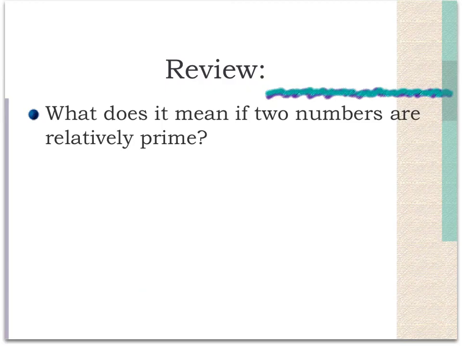Use your notes to come up with the answer for this particular question. What does it mean if two numbers are relatively prime? Share that with a neighbor and see if you come up with the same answer. That concludes our lesson on greatest common factors.